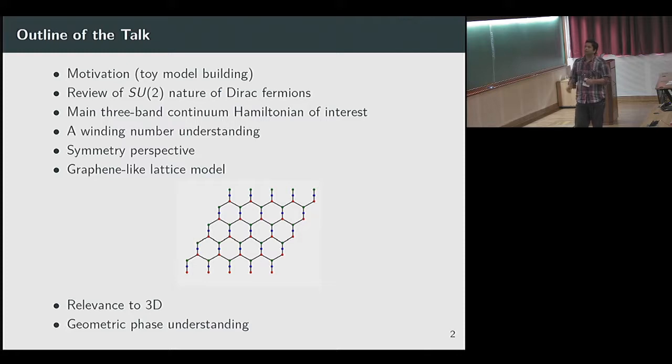I'll give a winding number way of understanding the geometry of these wave functions, and then a symmetry perspective similar to Dirac fermions, the two-fold Dirac fermions that we see in regular graphene. This model can be put on a lattice, and this is the diagram of the lattice. It's a hexagonal lattice with 3 sites per unit cell. This is mainly the content of our paper, but I'll spend a little bit of time to discuss its relevance to 3D, where perhaps the ideas in this talk will be most directly relevant. And if time permits, I'll conclude with a geometric phase type.